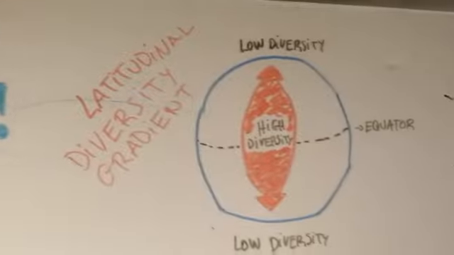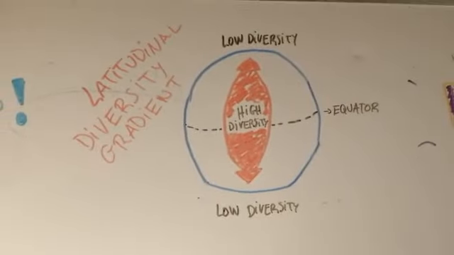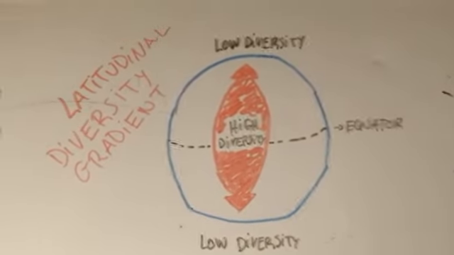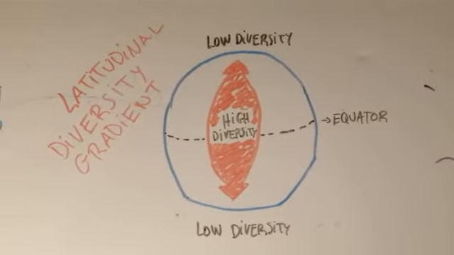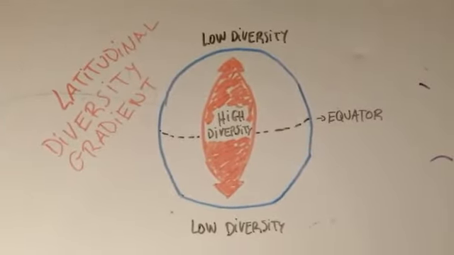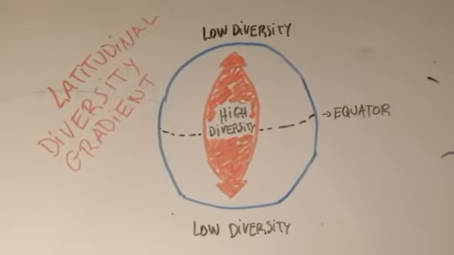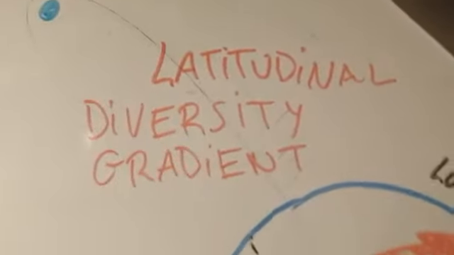On our planet, this high diversity of species can be found at the equator, and as latitude increases and we move towards both poles, the diversity gradient decreases. This pattern is known as the latitudinal diversity gradient.